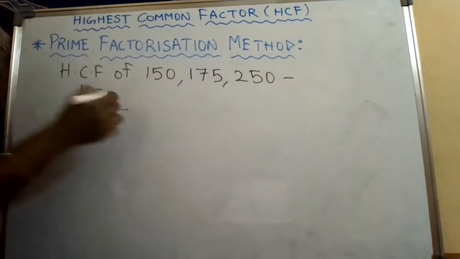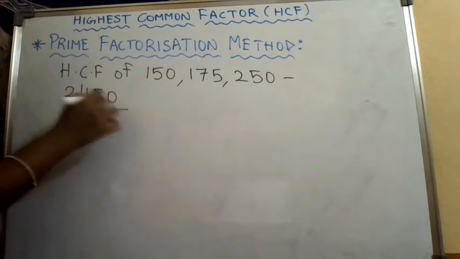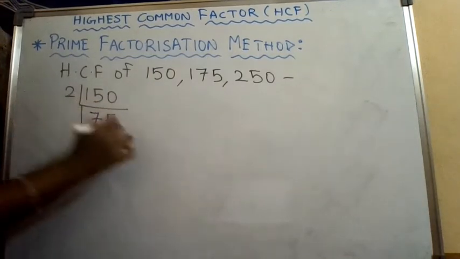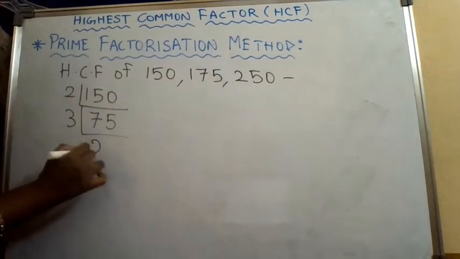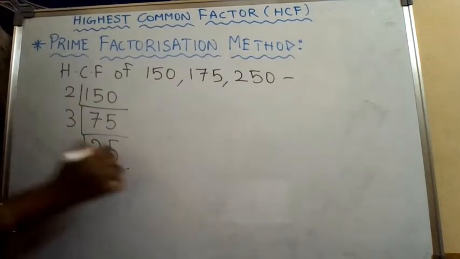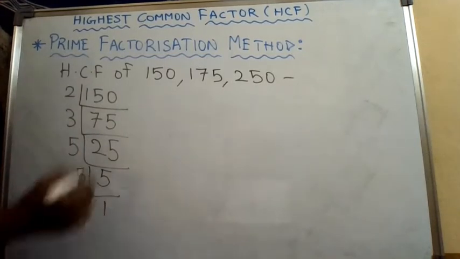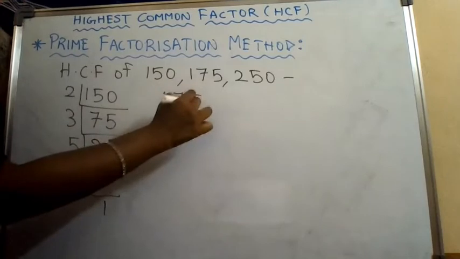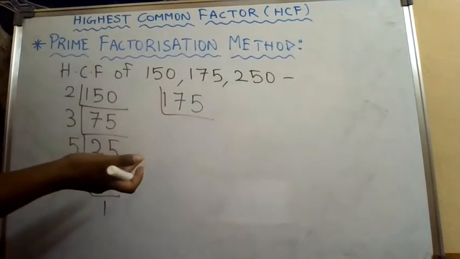So 150 starts with 2. Yes, it will go. How many times? 75. Now 75 will not go in 2, so go with 3. 3 will go 25 times, and now 5 5s are 25 and finally 5 1s are 5. Again 175, start with the 2 table? No. 3 table? Can we do it with the 3 table?